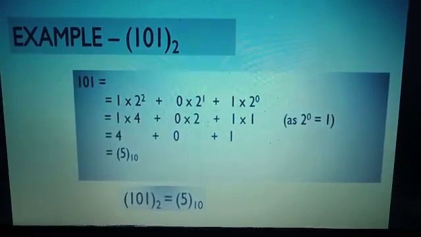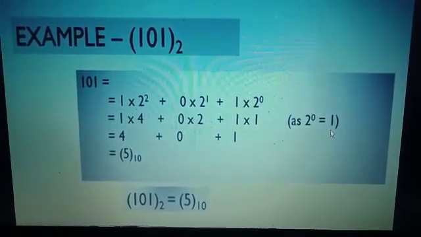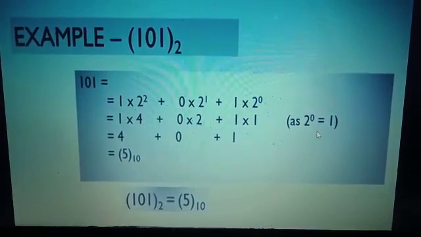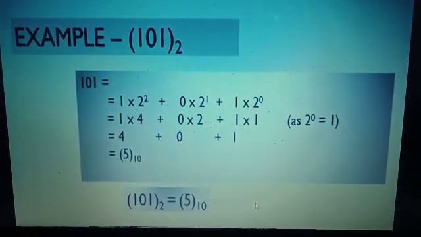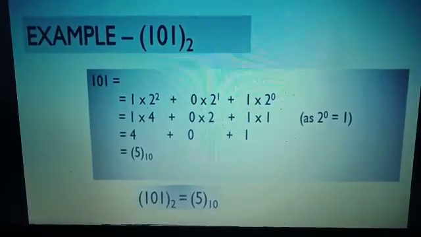Now here see that 2 raised to 0 always will give you what? 1 only. 2 raised to 0 will give you 1 only. So the answer is 101 base 2 equal to 5 base 10. So in this way you can convert binary to decimal and decimal to binary.